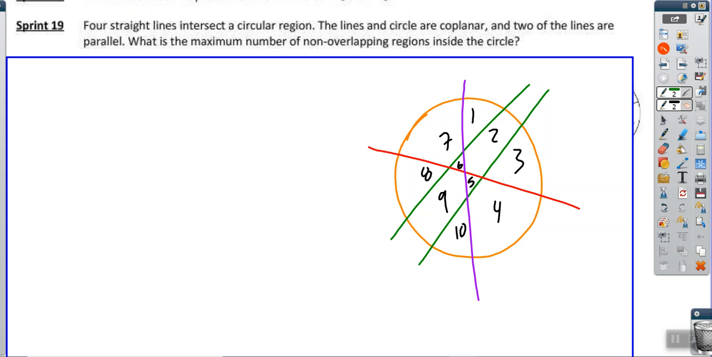Okay, so the question is asking us how many sections. So it doesn't really matter where the 2 non-parallel lines intersect. It's going to be 10. We're going to have 10 sections, and lo and behold, that is the correct answer. All right, so moving on.